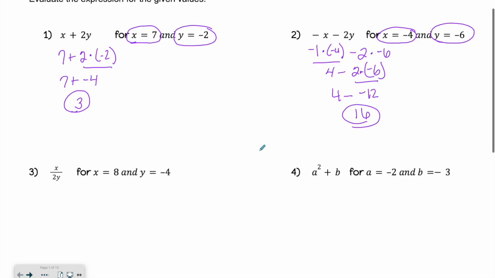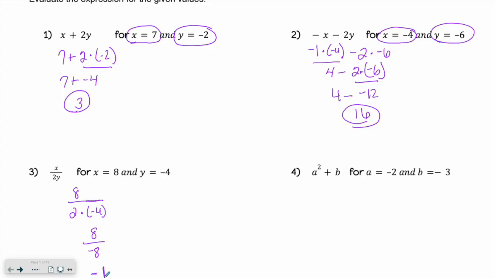Number 3, I'm putting an 8 in for x and -4 in for y. Remembering that that fraction bar means division, but before I can divide, I need to multiply the denominator. 2 times -4 is -8, and 8 divided by -8 is -1.